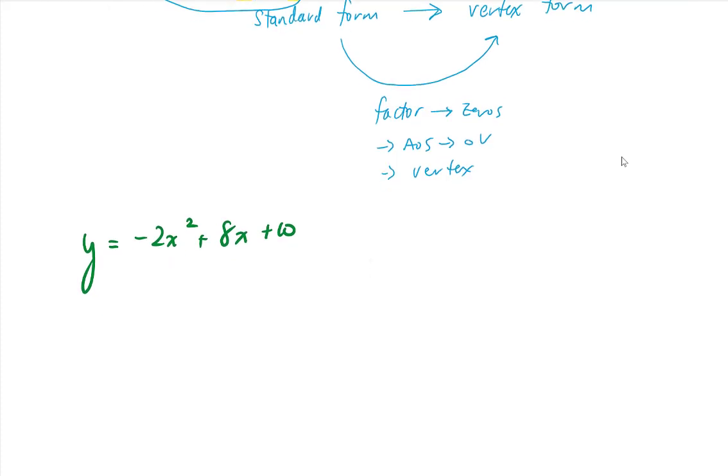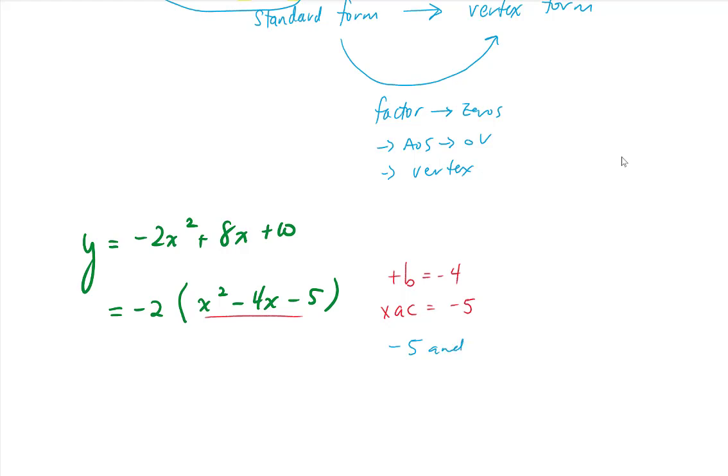Remember, the first step for factoring is to common factor. And when the leading coefficient is negative, we also take out the negative factor for this expression. So we're going to take out a negative 2, and that's going to give us x squared minus 4x minus 5. For this quadratic, we need two numbers that add up to negative 4 and multiply to negative 5. And those two numbers are negative 5 and positive 1.